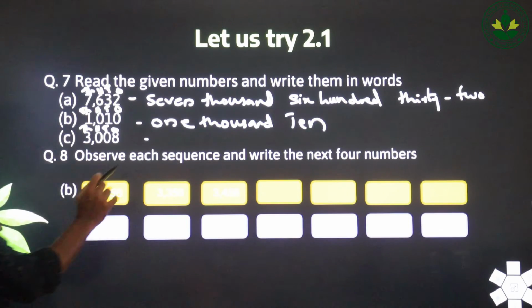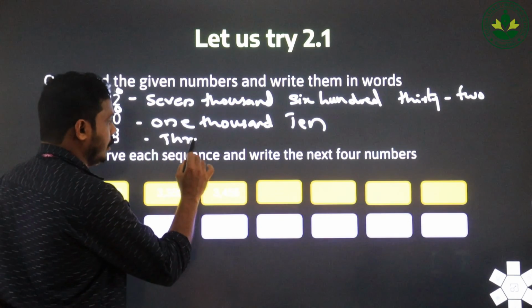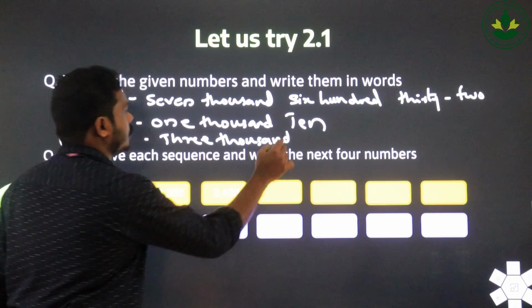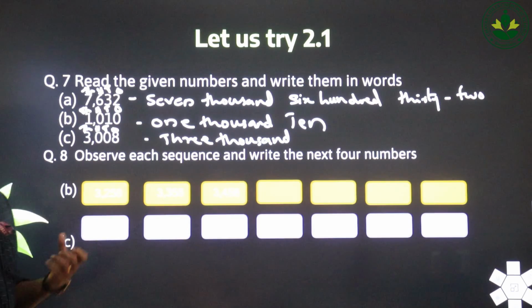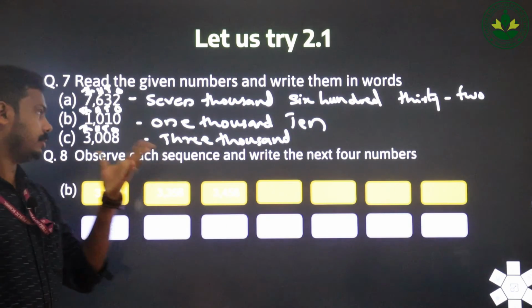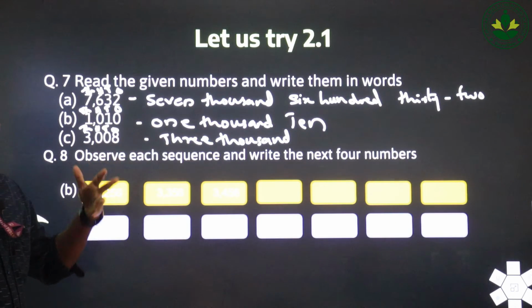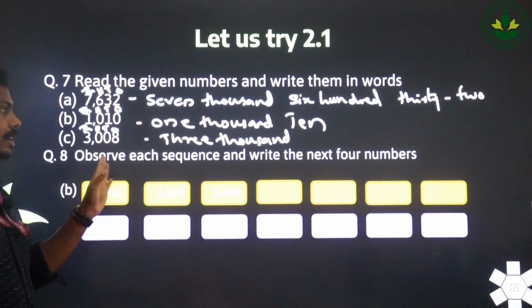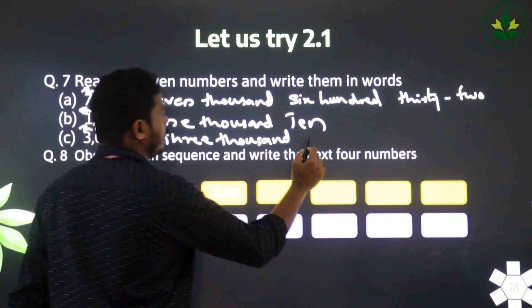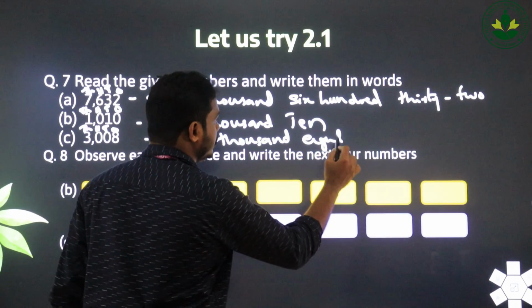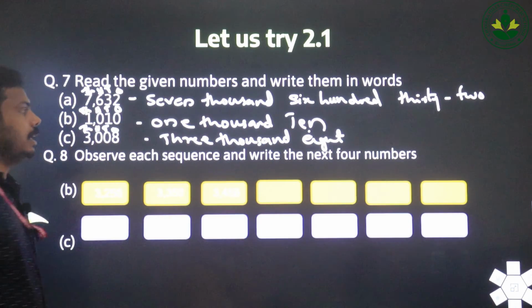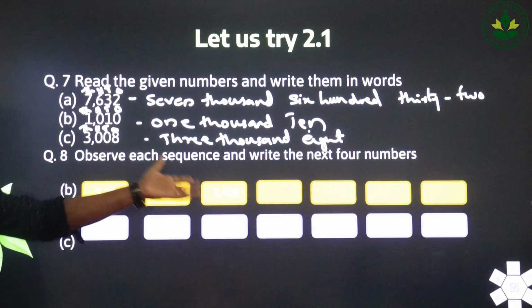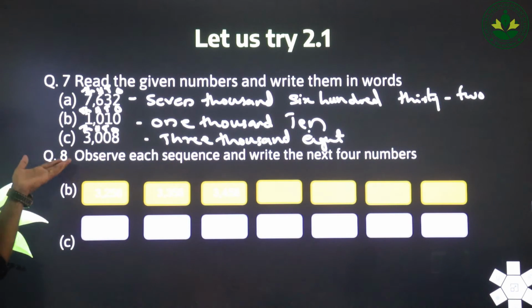Next one: ones, tens, hundreds, thousands. The thousands place digit is 3, so it is 3000. The hundreds place digit is 0, so no need to write. Then the tens place digit is also 0, so no need to write. Then the last digit is 8, which is in the ones place, so it is 8. So our answer is 3008.